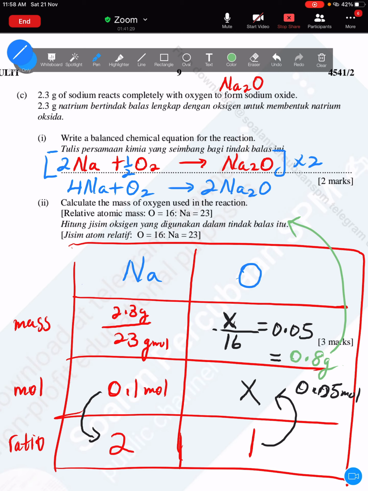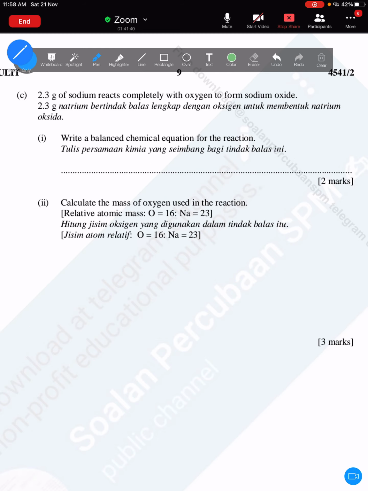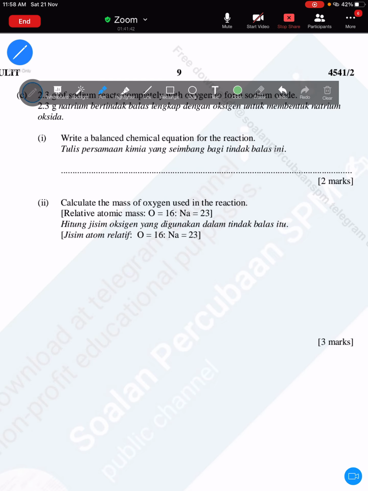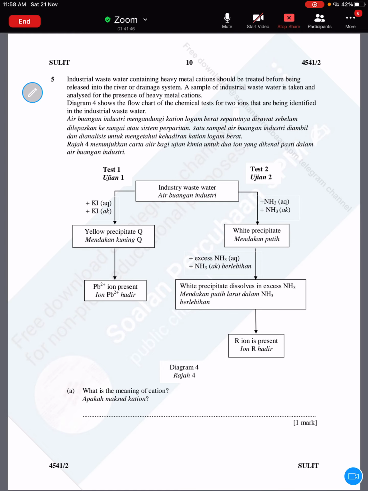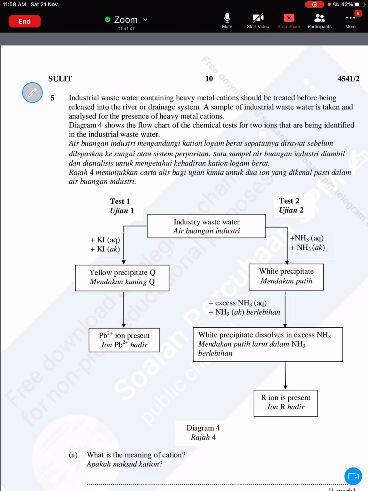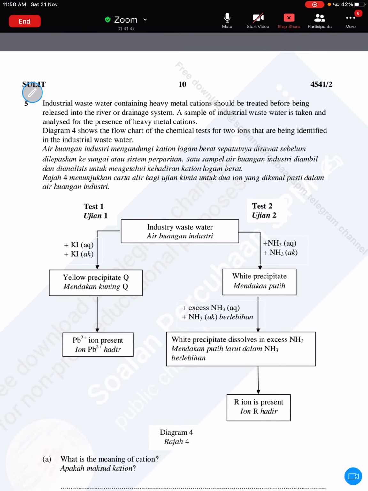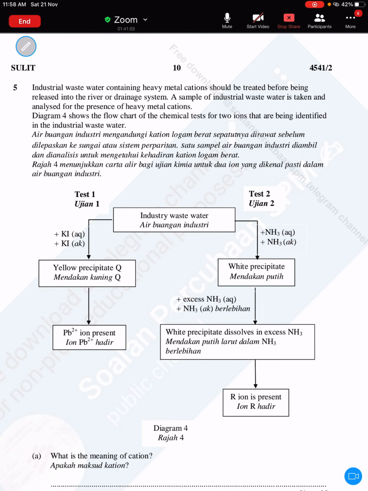Okay, so I'm gonna erase this. We do one more question before we take a break. One more question. Are you okay? Okay, go. Tengku nak pergi main dengan kucing dia tu. Okay, let's look at this one.